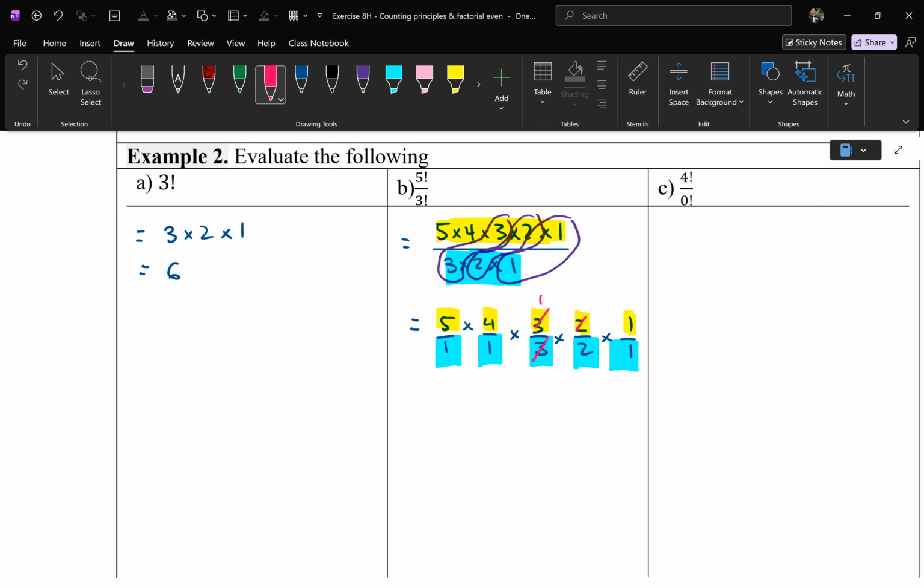3 divided by 3 is 1, 2 divided by 2 is 1, 1 divided by 1 is 1. And so you naturally then end up with 5 times 4, because these values, which I'm just going to rub out so you don't get confused, essentially cancel out. So it's 5 times 4 left over, and that gives you 20. Alternatively, you can also look at it as 5 times 4 times 3 factorial on the top, and on the bottom is 3 factorial, and we can see that 3 factorial divided by 3 factorial will cancel out to be 1, and then you end up with 5 times 4.